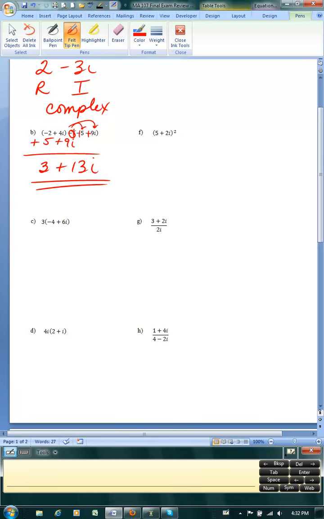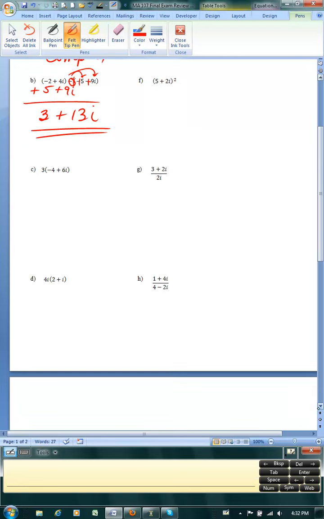When I multiply, I just multiply the real and multiply the imaginary. So that would be negative 12 and 18i.